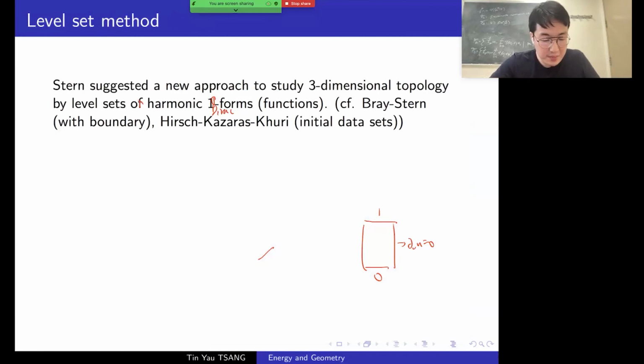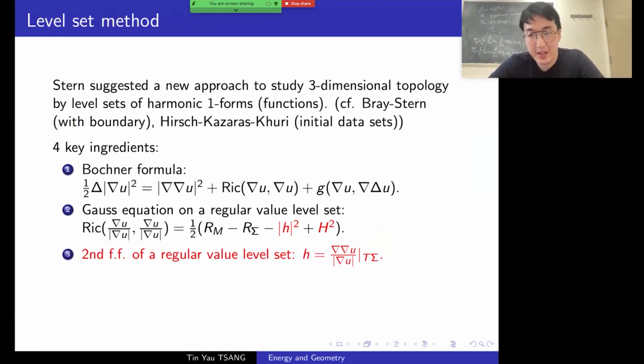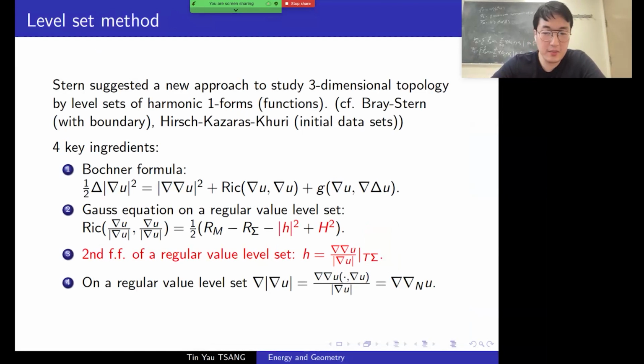And then just to introduce this method, Stern's method. There are four key ingredients, but I will skip this because it's just a bunch of computation, but you can ask me afterwards. The key I want to mention is the red one here. How do we see this method? On the level set of u, a regular level set, that's a good submanifold. So the normal will be the gradient of u, normalized.